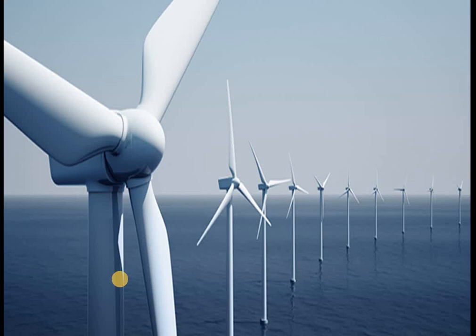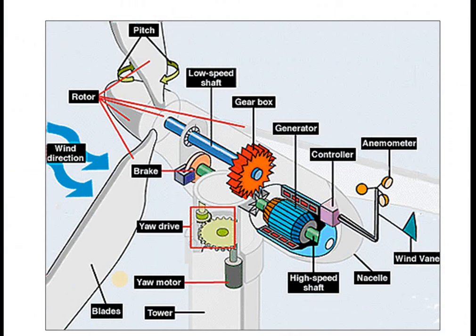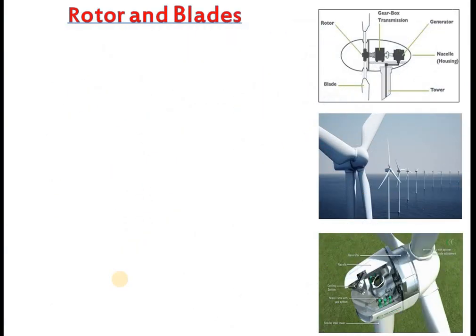So this is an offshore wind energy farm, where tall towers are installed at the bottom of the seabed, on which propellers are connected, and when the propellers rotate, they rotate the generator shaft, and from the generator current is produced and that is stored or distributed. So this is an inside view of a wind energy system. We will take one by one.